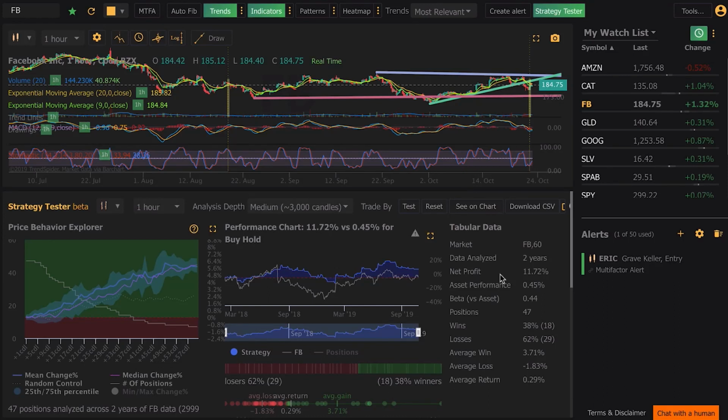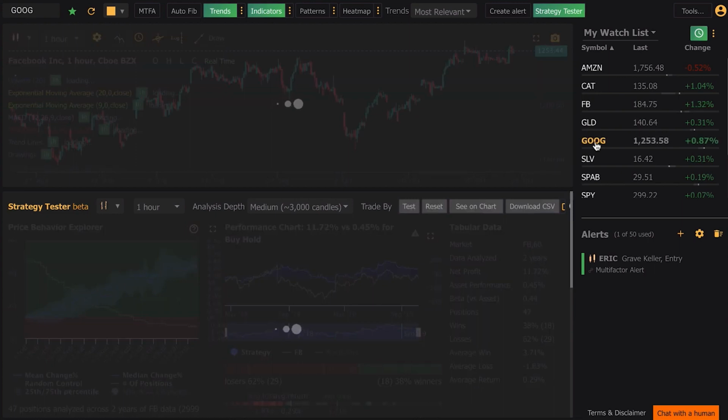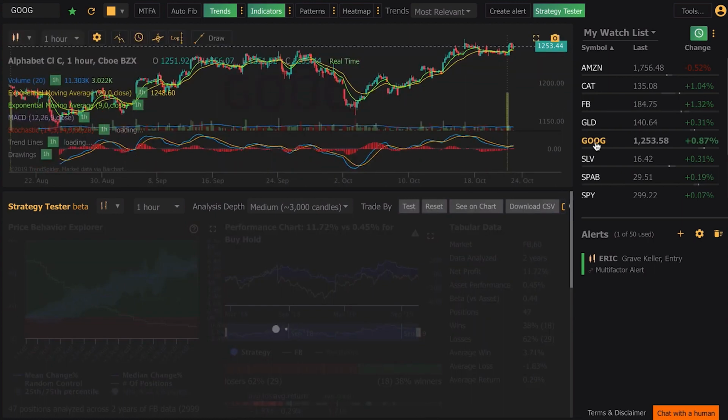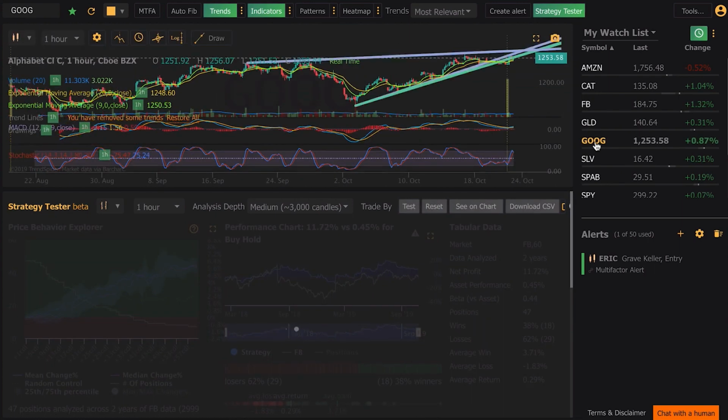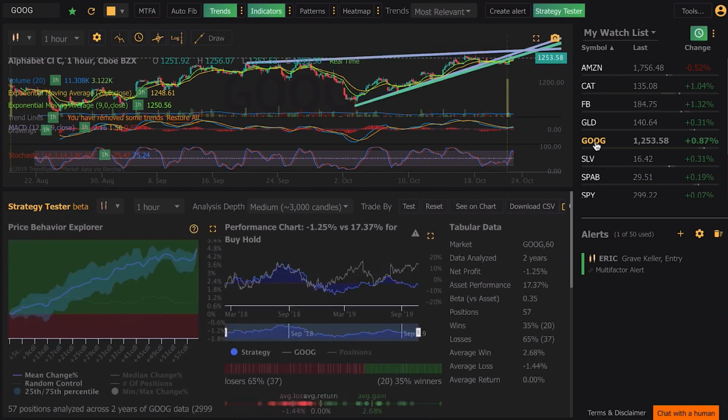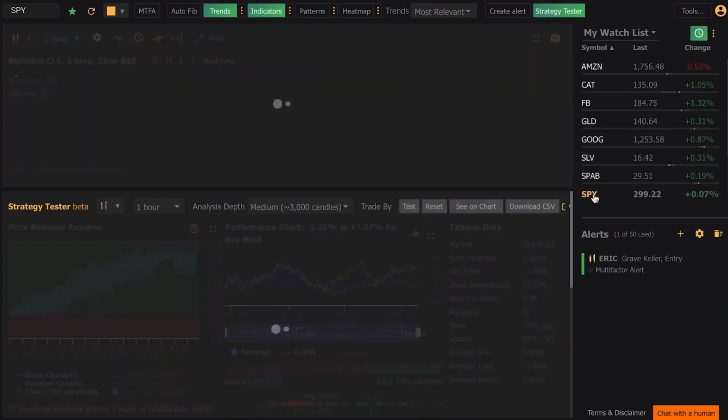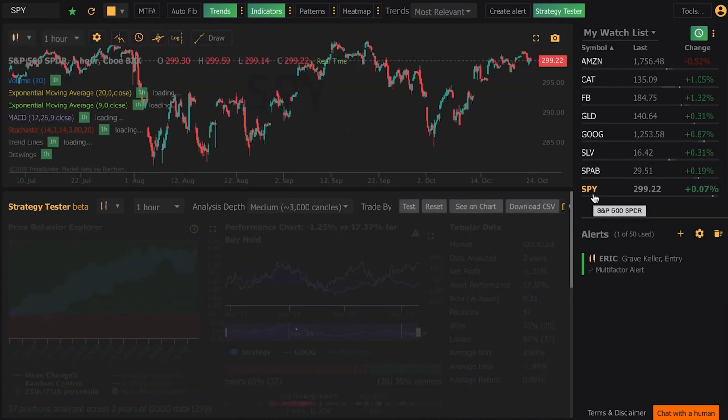Now, cool thing with this is that you can literally just click on the next ticker you want to create this alert on. Trendspider will automatically backtest the strategy for you and do the trend analysis all at the same time, right? So you can see if this works on Google. In this case, it doesn't. We can go to the SPY, see if it works on SPY, right? And we can keep on going through our watch list here.